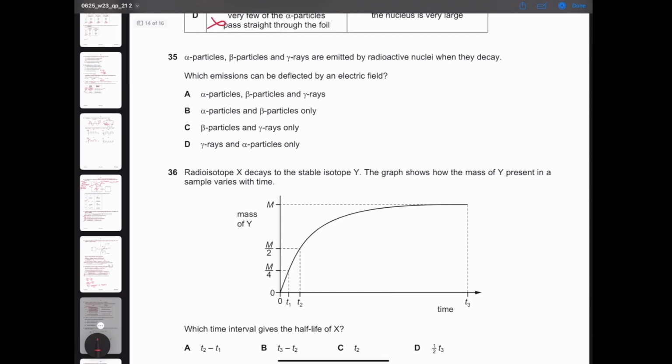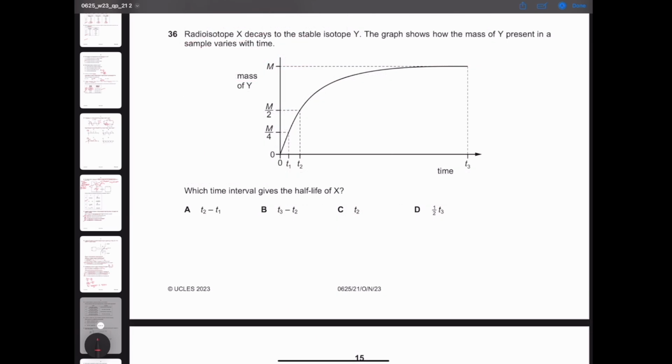Alpha particles, beta particles, and gamma rays are emitted by radioactive nuclei when they decay. Which emissions can be deflected by an electric field? See, an electric field contains positive and negative charge. So, which ones are charged out of these three? Alpha particle is positive, beta is negative, gamma has no charge. So, gamma will not face any force, but alpha and beta will. Answer is B.